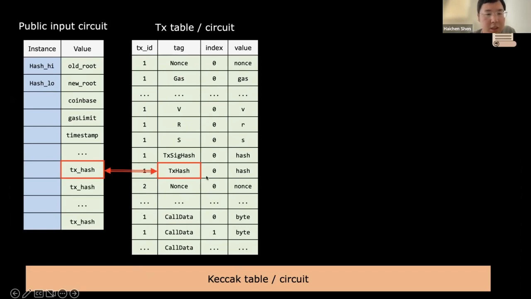Say this transaction hash. Oh, sorry, it's not this one. It should be this cell, because this cell is the actual value. So basically, you copy the transaction hash into this cell here. That means it is imported from the public input circuit.